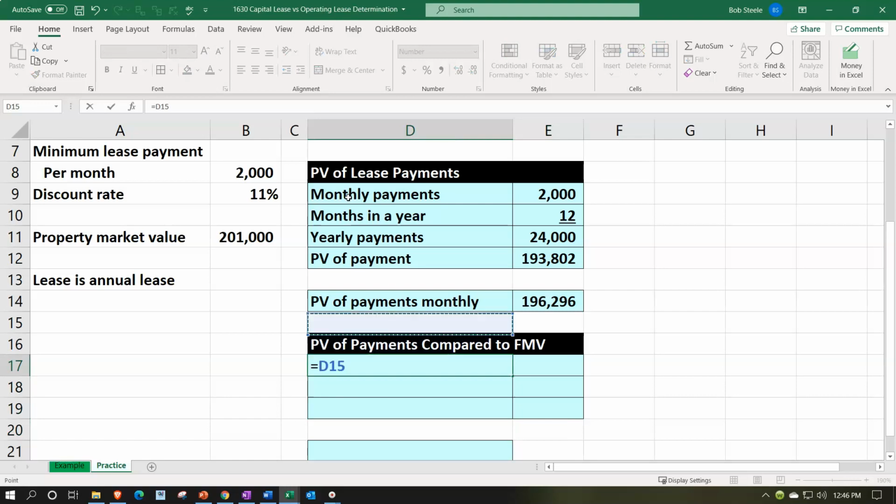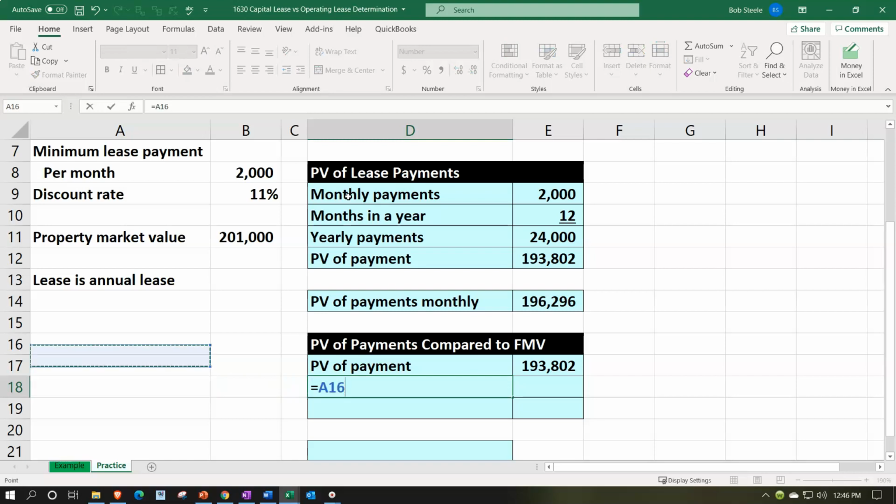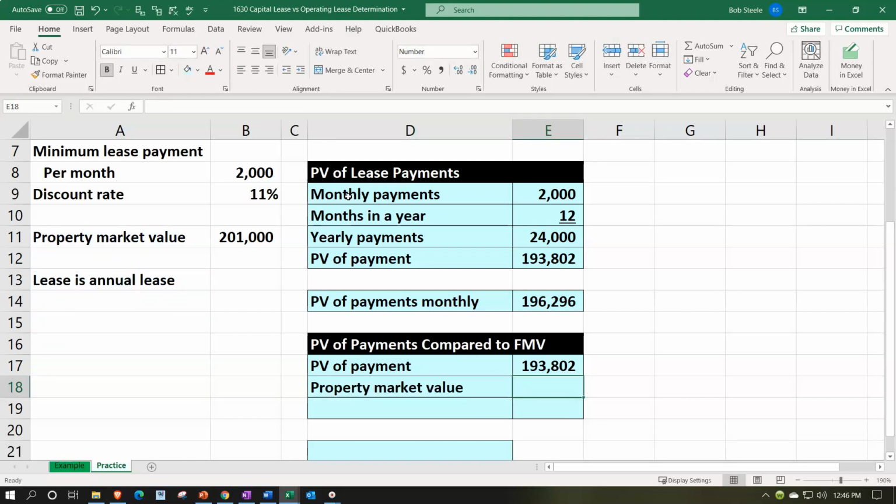So let's take the first one, present value of payments, and this is going to be the 193,802, and we're going to compare that to the market value of the property, meaning what we could purchase it for today. If we just threw down cash, it would just be 201,000. Underline that, and that's going to give us, let's just call it, the total. Comparing this out, the 193,802 divided by the 201 price, making that a percent number, couple decimals, so 96.42%. So that's pretty close to the price.